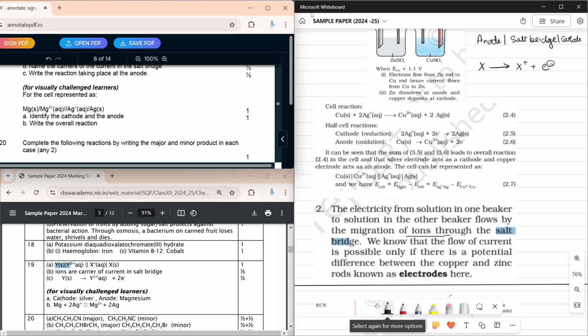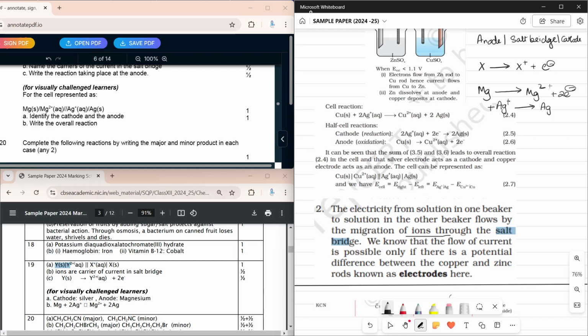I can just write that really quickly over here. So you have Mg giving rise to Mg2 plus 2 electrons. Ag plus gives rise to Ag.